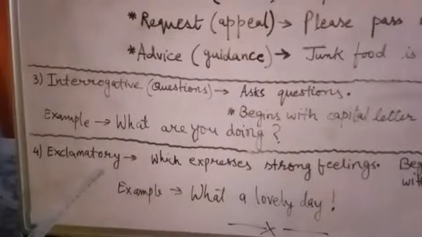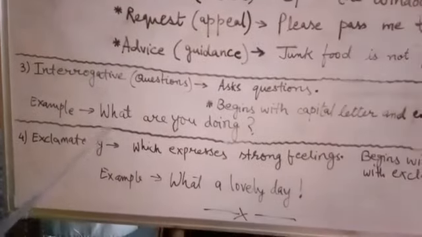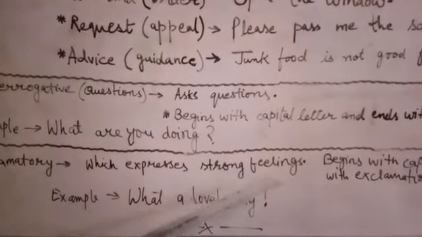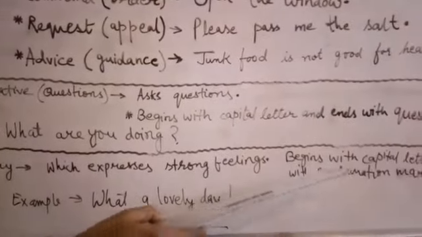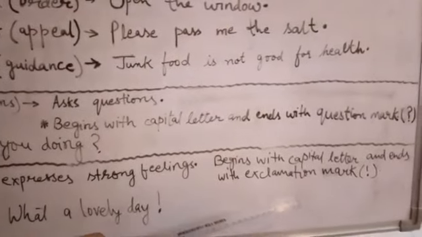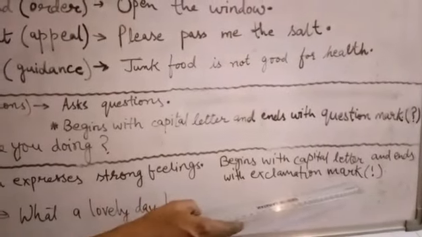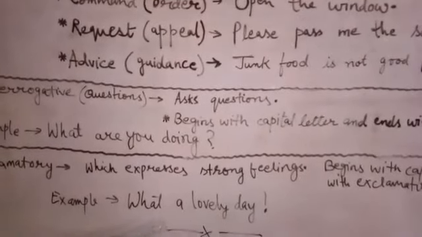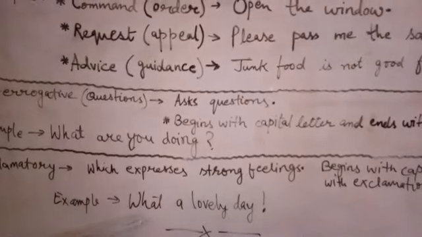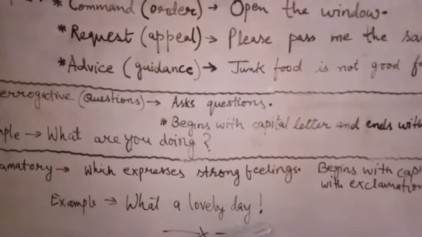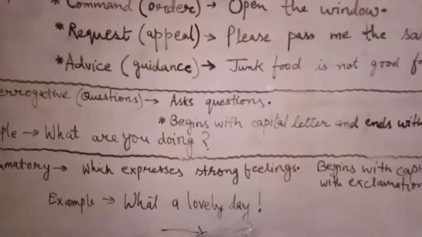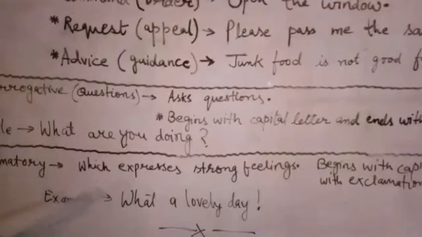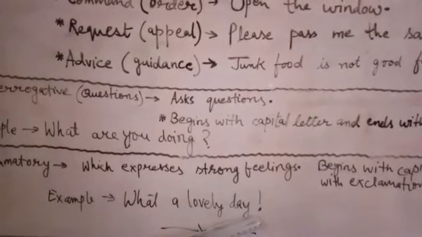And the last, exclamatory sentence. An exclamatory sentence expresses strong feelings. It begins with a capital letter and ends with an exclamation mark. Here is the exclamation mark. Here is an example. What a lovely day. First letter capital, ends with an exclamation mark. Students, when we express our feelings, that is called an exclamatory sentence.